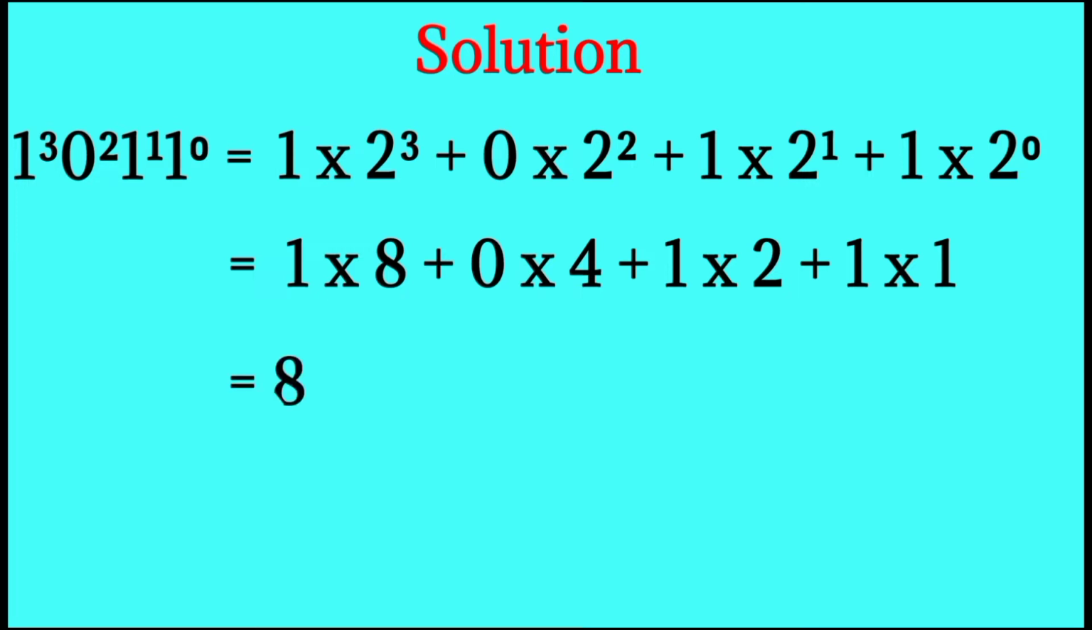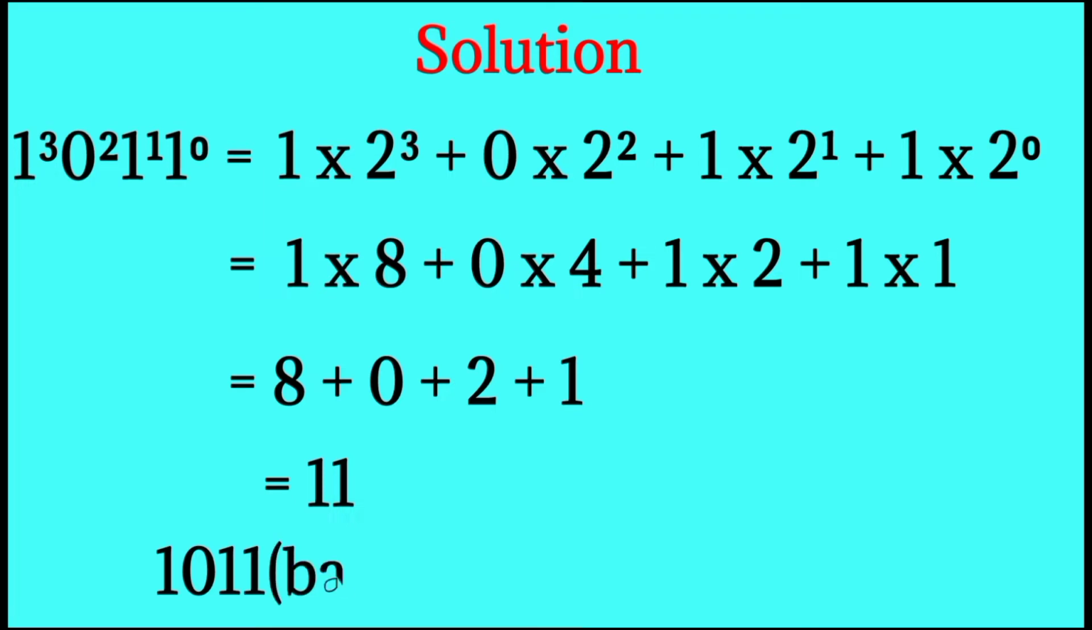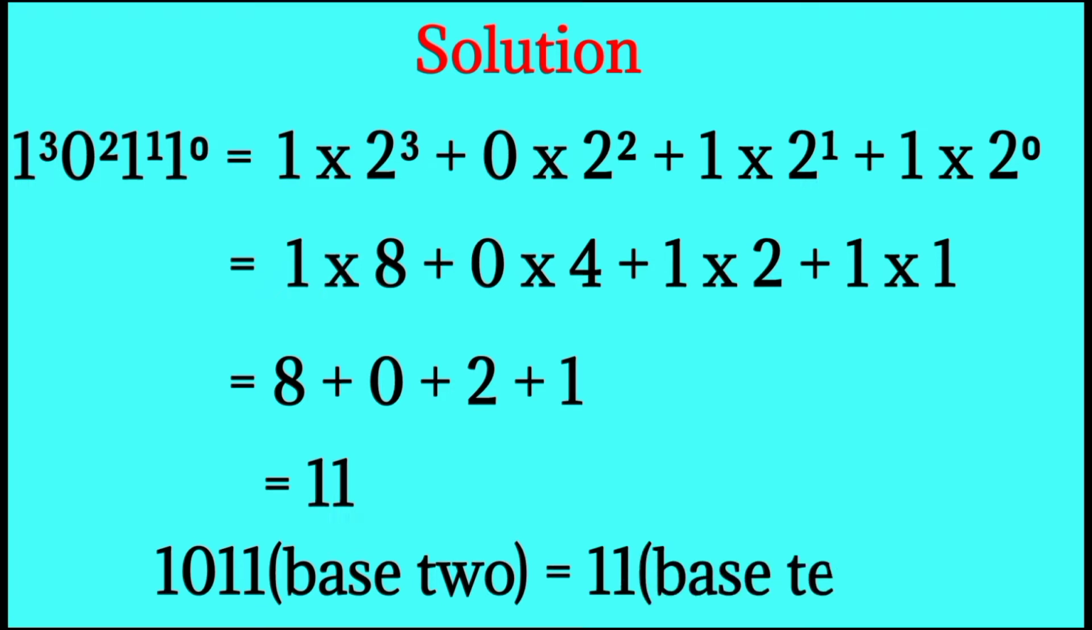Now 1 times 8 is 8. 0 times 4 is 0. 1 times 2 is 2. 1 times 1 is 1. So we're going to sum everything up together, and when we do that, we have 11. So this simply means that 1011 base 2 is equal to 11 base 10.